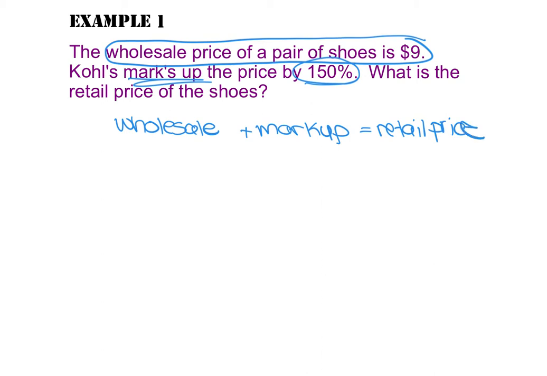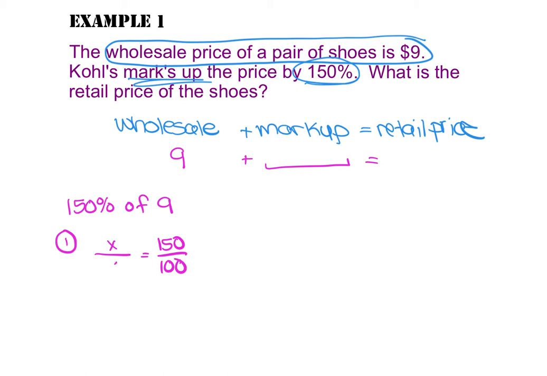Now, we know that our wholesale price is $9. So all we need to do is find our markup price, and if we add that to the $9, we'll find our retail price. In order to find our markup price, we essentially need to find 150% of 9. And there are two ways that we can go about that. First, we can use our percent equation, which is is over of equals percent over 100, because we know that we need 150% of 9.